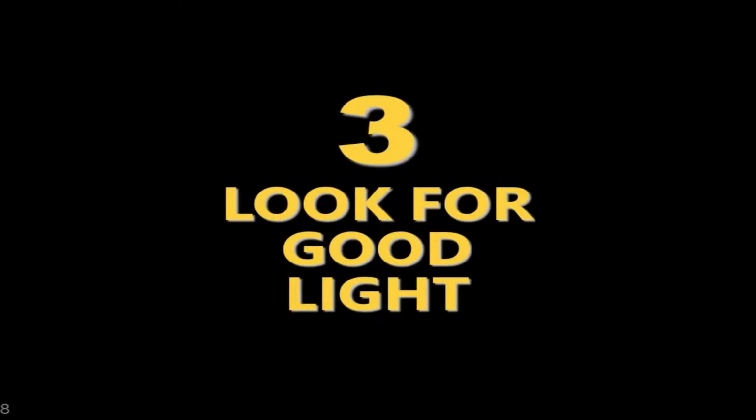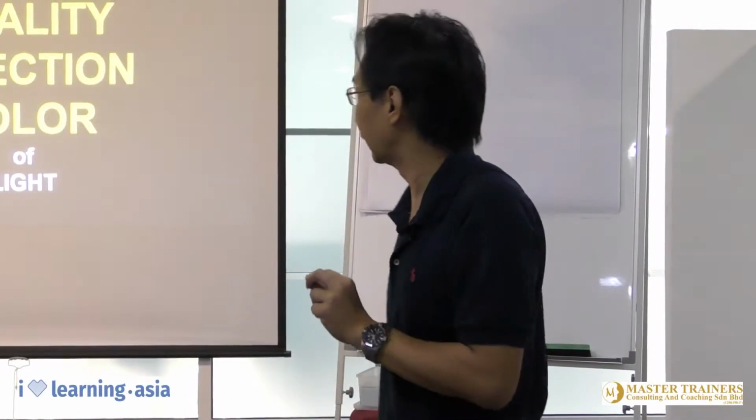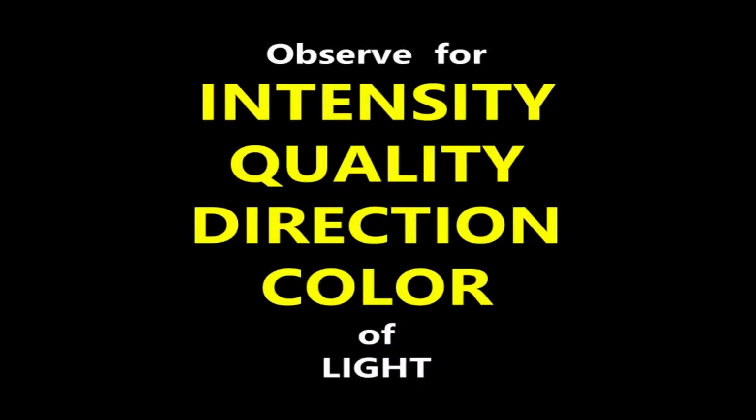So my next tip is look for good light. And when I say good light, doesn't mean bright light, you know. Everyone thinks, oh, it's bright here, it's great light. Not always. Because good light means suitable light for your subject. So as a photographer, you need to know the intensity of the light, the quality of the light, the direction of the light, the color of the light. Sometimes you got blue color cast on a person's face, it's not right, isn't it?